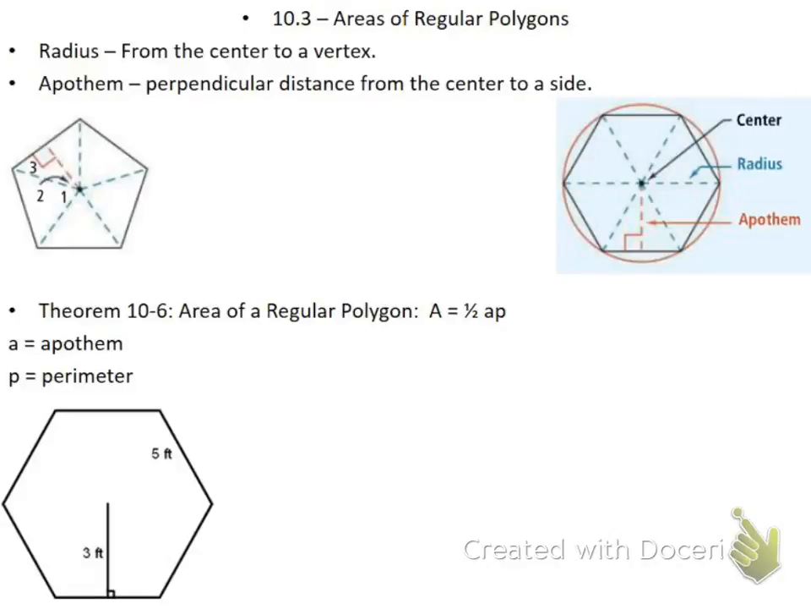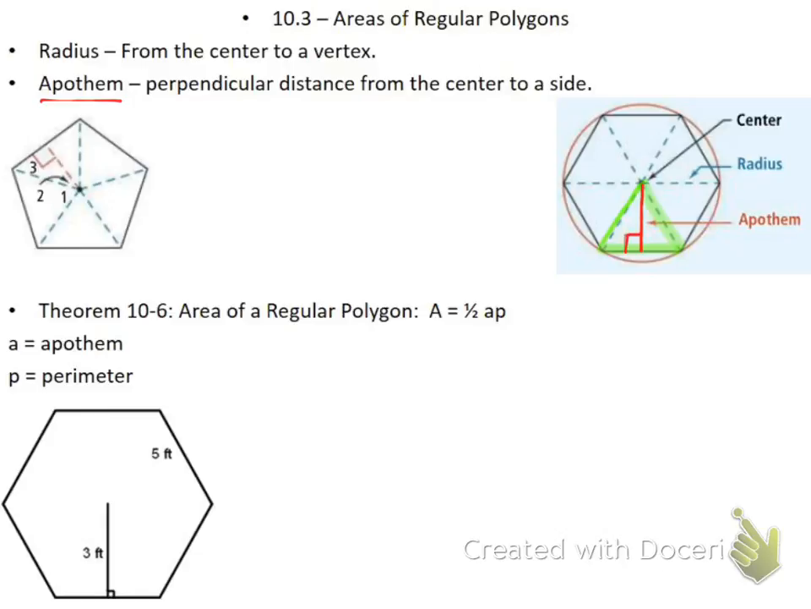Okay, so today we're finding the areas of regular polygons. When we're labeling these, the thing that we're going to need is the apothem, which is the perpendicular distance from the center to a side. It's going to be the height of this triangle. When I'm looking at this triangle right here, the apothem is the height of that triangle. So right there is what we're looking for.